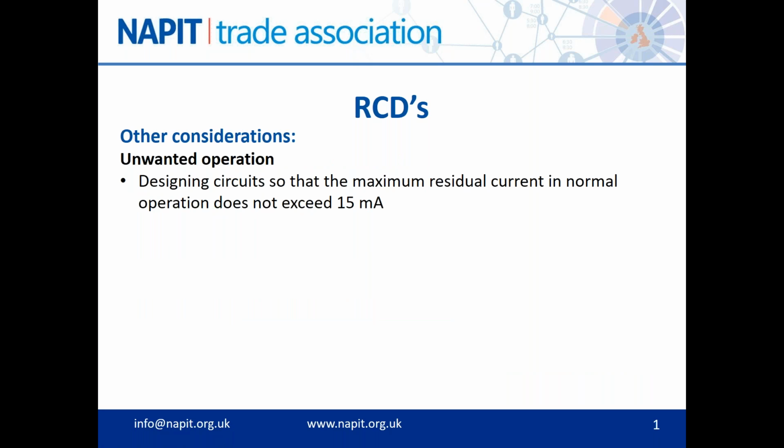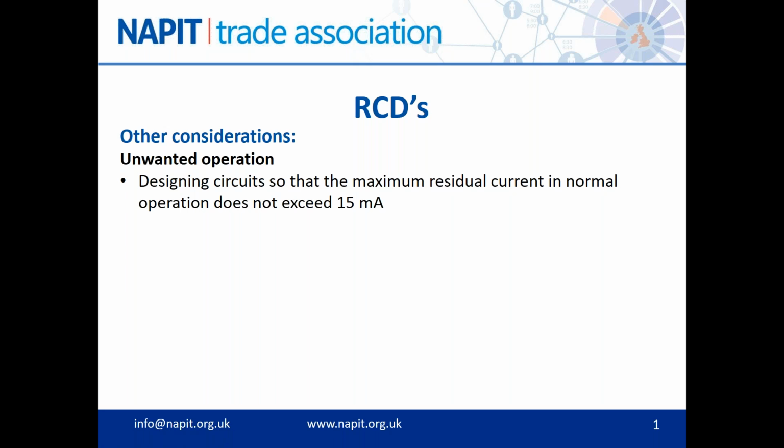The term there, unwanted operation, is sometimes called nuisance tripping. It's something that the manufacturers, I must admit, don't like, because at the end of the day, nuisance tripping means the RCD is actually doing its job. All pieces of equipment leak to a point. Build-up of leakage will mean we can get above the 15 milliamp rating there, and things then start to get to a point where the RCDs can operate.